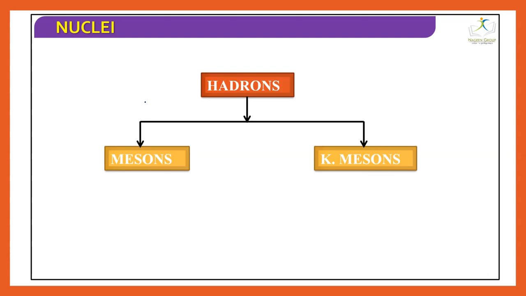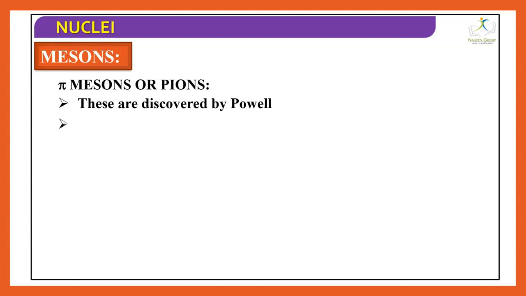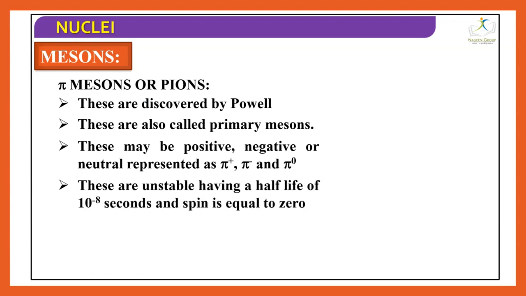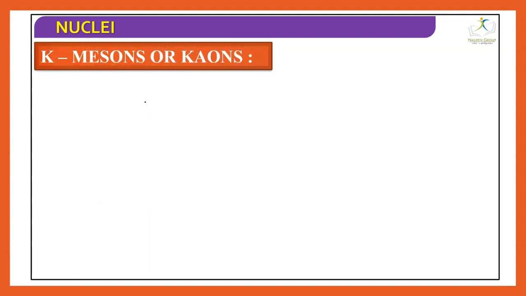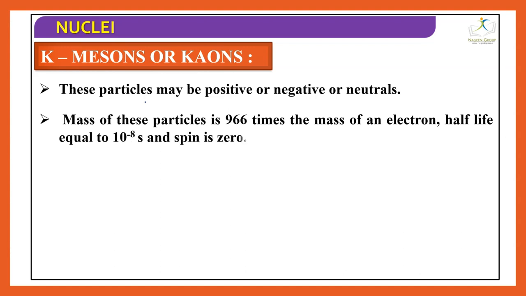Hadrons are divided into subtopics like pi mesons and K mesons. Pi mesons or pions were discovered by Powell and are also called primary mesons. They may be positive, negative, or neutral, represented as pi plus, pi minus, and pi zero. These are unstable, having a lifetime of 10 to the power minus 8 second, and spin zero. K mesons or kaons may be positive, negative, or neutral. The mass of the particle is 966 times the mass of the electron.